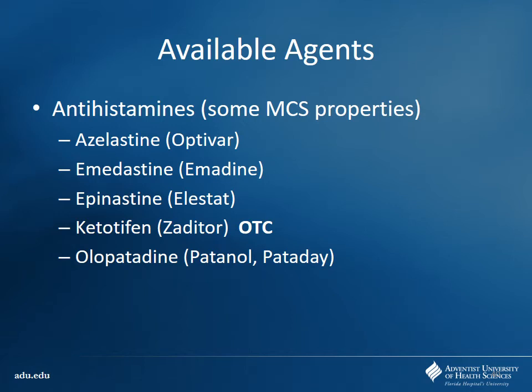So some of the available agents, we'll talk about this MCS, which is mast cell stabilizing properties. We'll talk about those in a second with some other agents. But the antihistamines you see most often are going to be things like azelastine, emedastine, epinastine. Ketotifen or Zaditor is probably the one to make special note of here because it's over the counter, so it's probably more frequently the one you see being used. And then olopatadine or Patanol is another common one.